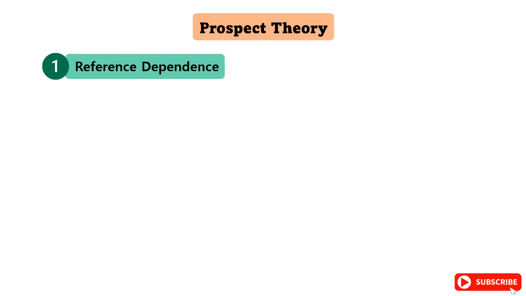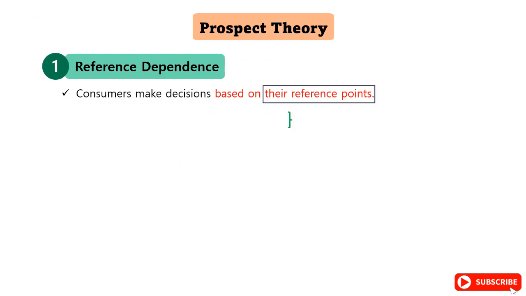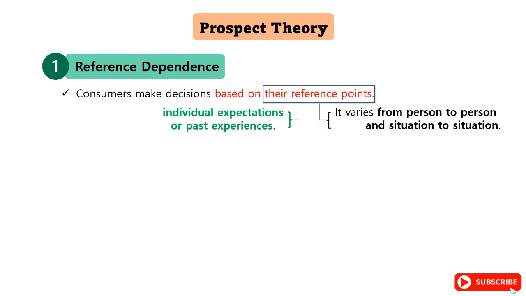Then, I will explain the reference dependence in detail. Reference dependence means that consumers make decisions based on their reference points. The reference point is individual expectations or past experiences, so it varies from person to person and situation to situation.